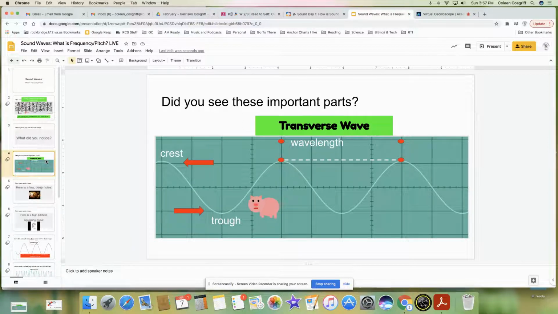Did you notice those important parts, the top being the crest, the bottom being the trough? And did you notice patterns that you could create with varying wavelengths? There could be an oscilloscope with a lot of waves happening or not very many. And I need you to figure out today how to produce just a few or a lot.